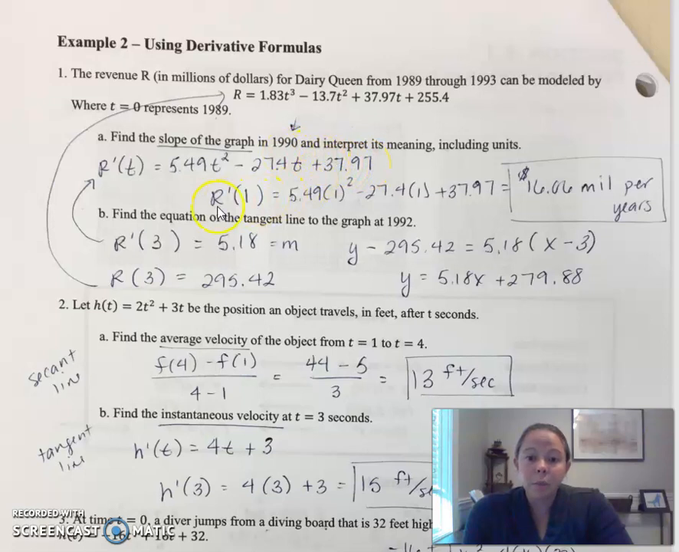And then you can just simply plug 1 into that derivative, and there is your dollars, your $16.06 million per year. And we were able to get that instantaneous rate of change. Okay. All right, find the equation of the tangent line to the graph at 1992.